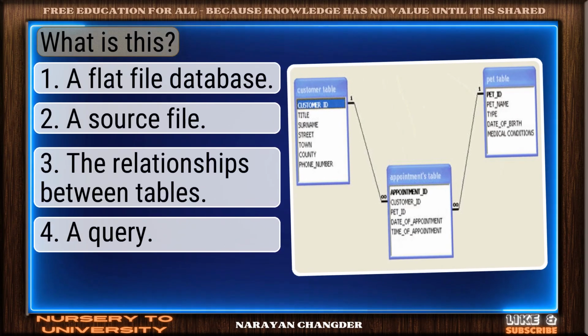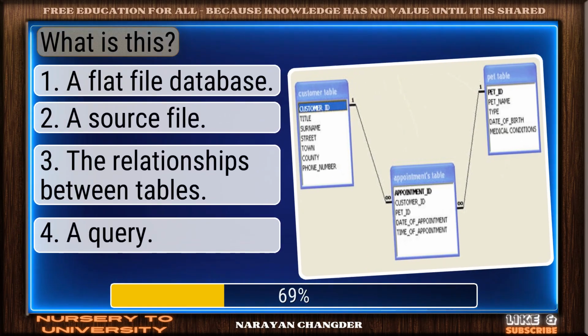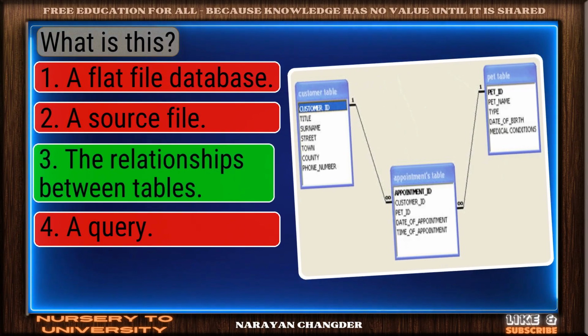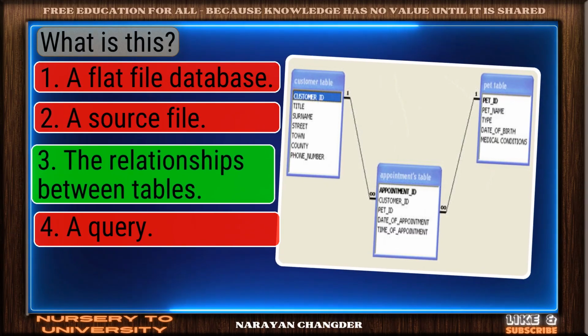Question number 11. What is this? Good thinking. The relationships between tables is the right answer.